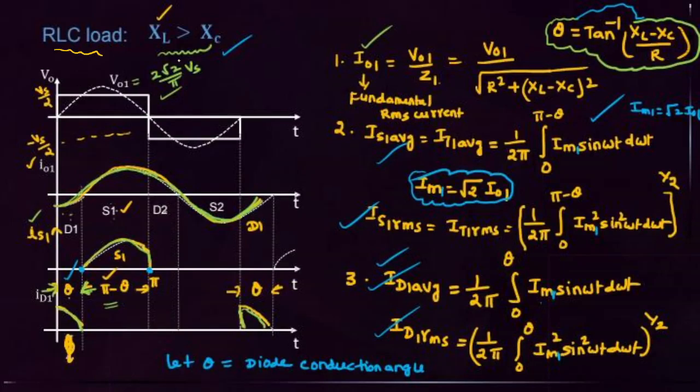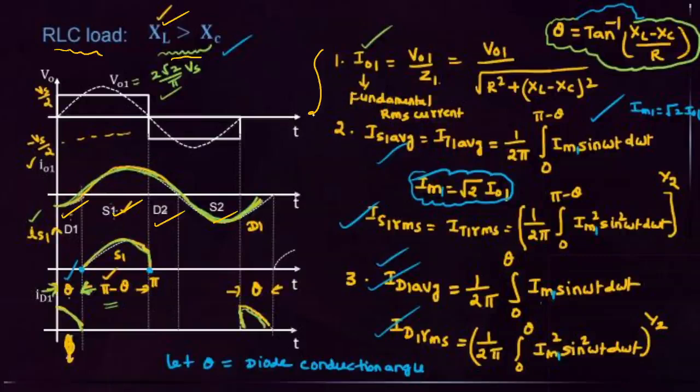RLC load, XL greater than XC. RLC, XL greater than XC means the circuit is which one? Overdamped. What type of commutation? Forced commutation we can use. In this case, the switches will conduct, diodes also conduct. It is an inductive load. XL greater than XC means inductive nature. Inductive nature means first diode, next switch. Diode switch will conduct.